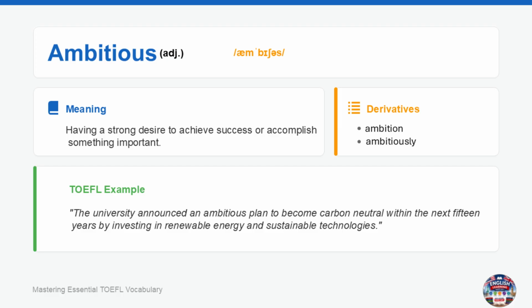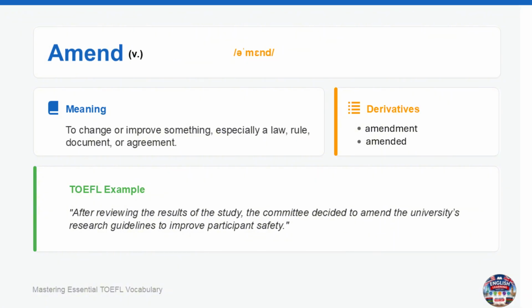Now let's review the derivatives. Ambition, ambitiously. I hope my ambition helps me earn a high TOEFL score. I'm sure it will. Our next word is amend. Listen carefully. Amend.